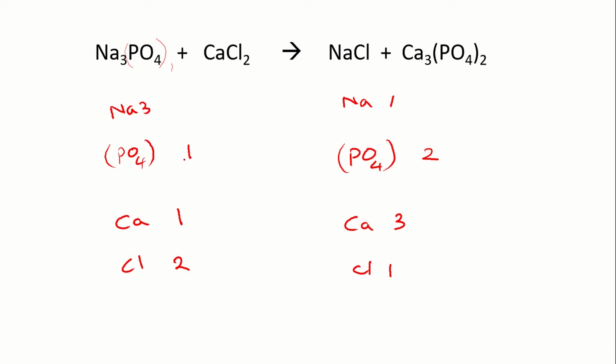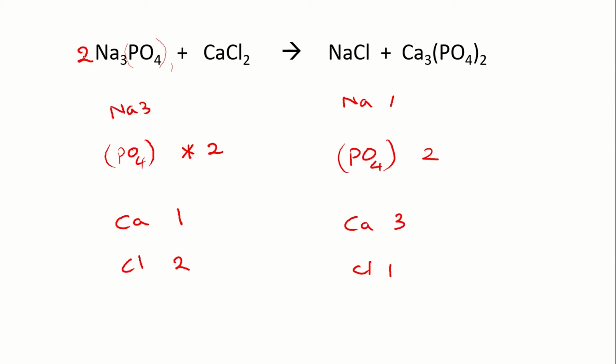Now I'm going to focus on more complex molecules. I'm going to look into the number of phosphate groups I can find on both sides. I have 2 on this side and only 1 on the reactant side. So what I'm going to do is add a coefficient 2. When I add this coefficient 2, the number of phosphates increases to 2.